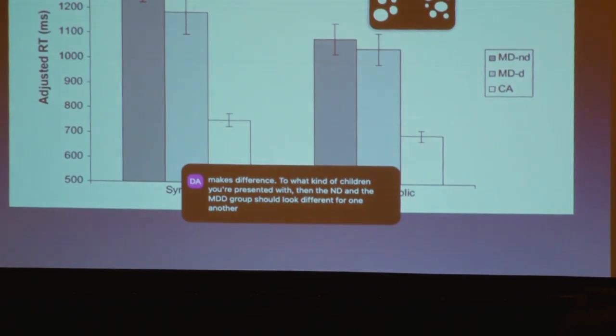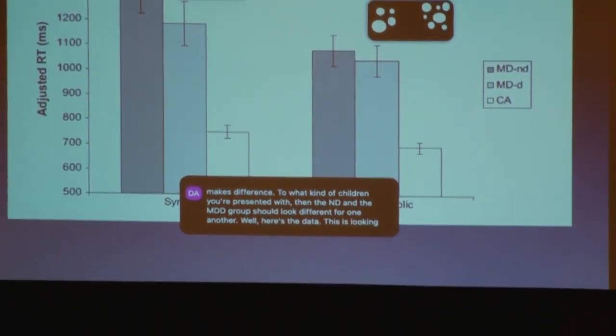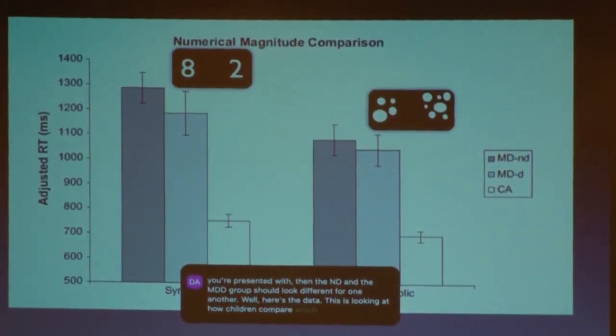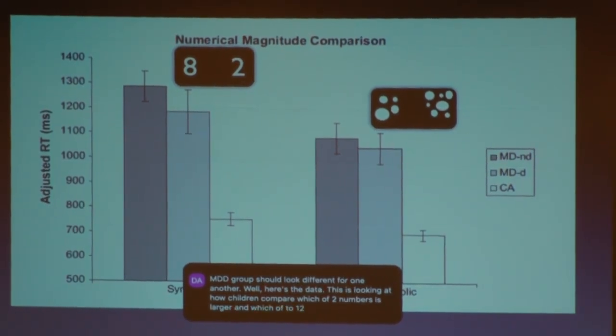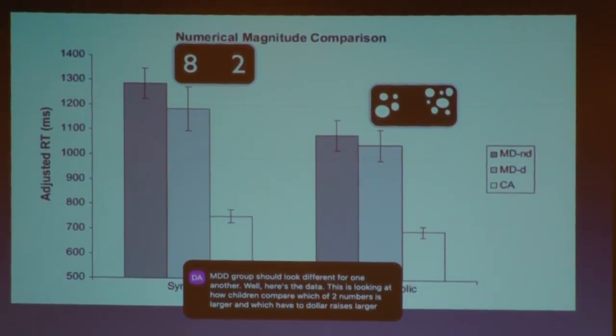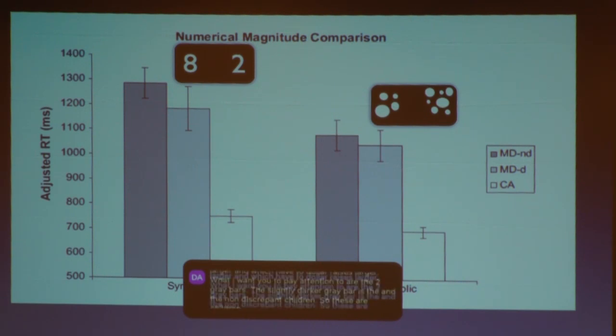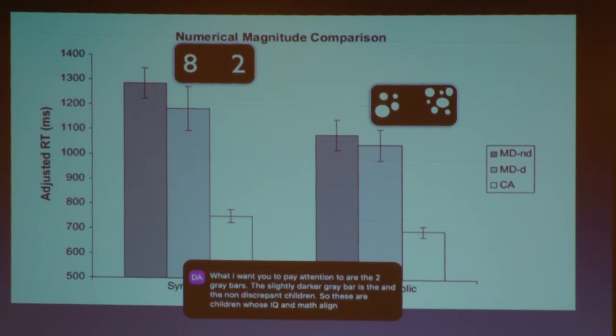Well, here's the data. This is looking at how children compare which of 2 numbers is larger and which of 2 dotted arrays is larger. And what I want you to pay attention to are the 2 gray bars. The slightly darker gray bar is the MD non-discrepant children. So these are children whose IQ and math align quite well. And then there's the MDD, where IQ and math ability are different from one another.